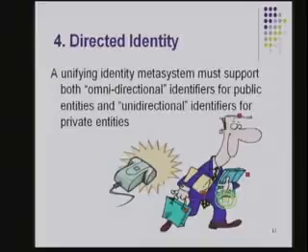Then is the directed identity. It is worded in the paper as follows. A unifying identity metasystem must support both omnidirectional identifiers for public entities and unidirectional identifiers for private entities. What is meant here is technologies like RFID, or the Bluetooth on different devices, make you some sort of a beacon which anybody can tune into. So it may be okay for some users to get a certain amount of information, but you want only authorized users to actually get some other kind of information which may be sensitive. So it is directed to either everybody or directed to some authorized people.